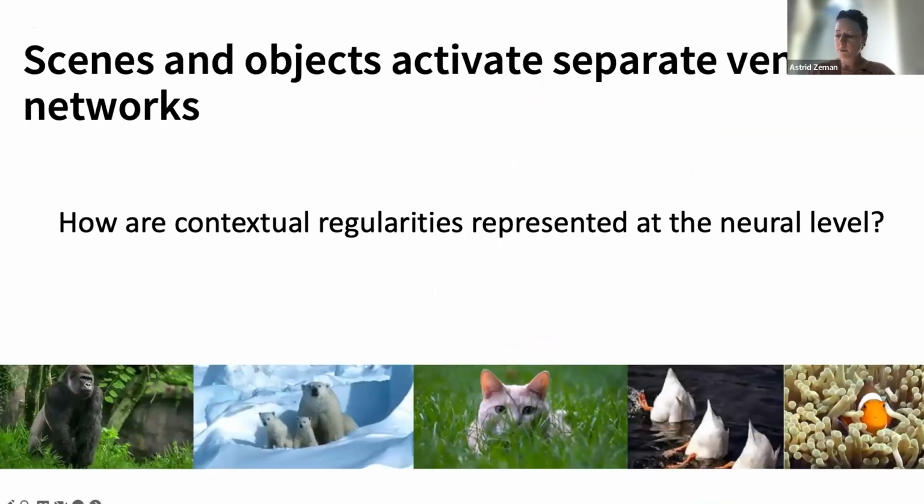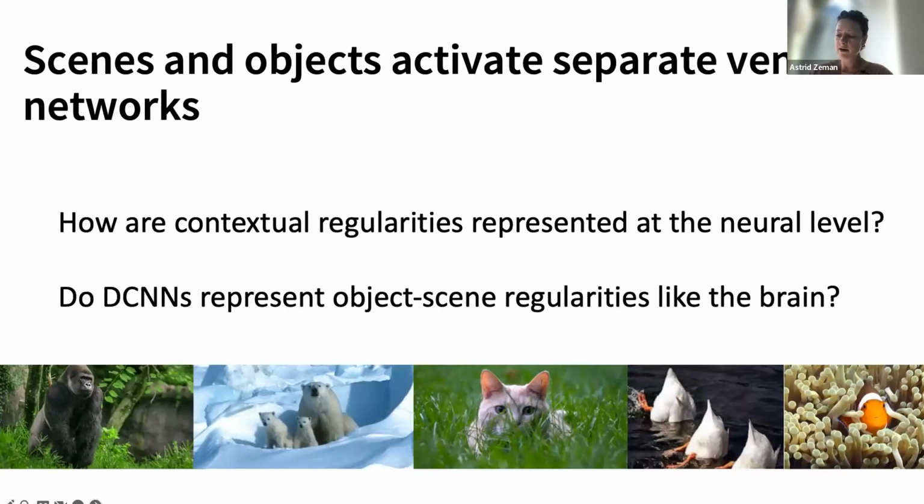And here we want to test how these contextual regularities are represented throughout our visual hierarchy at the neural level. And we would also like to see whether deep convolutional neural networks, or DCNNs, I might also call them deep neural networks or CNNs. So these deep neural networks are considered to be the state of the art in terms of visual object recognition. And we'd like to know whether these networks can replicate the same representational spaces and show a similar representational hierarchy.